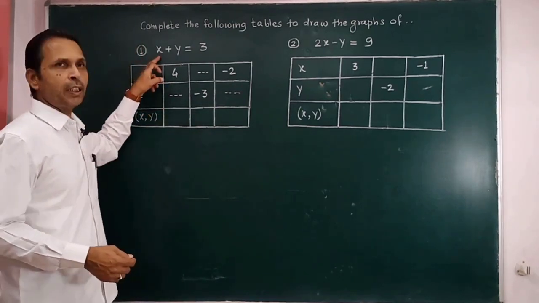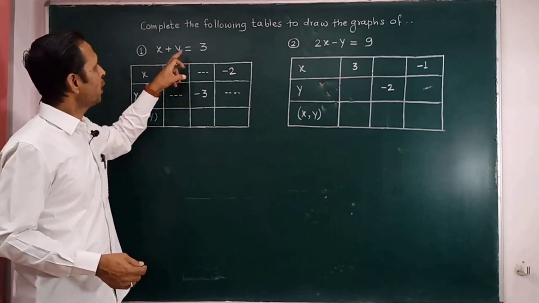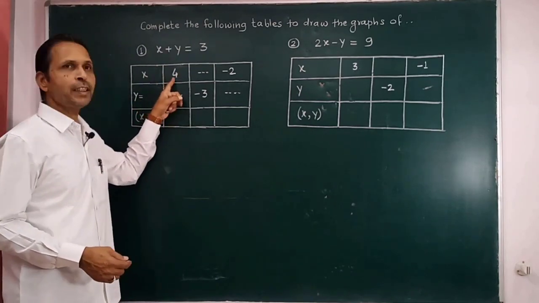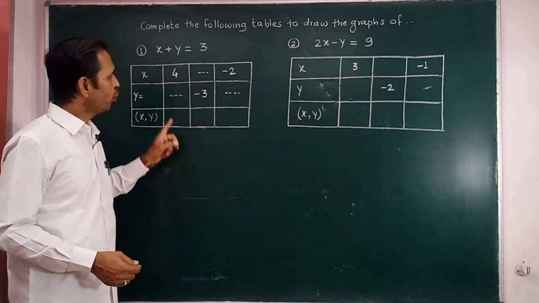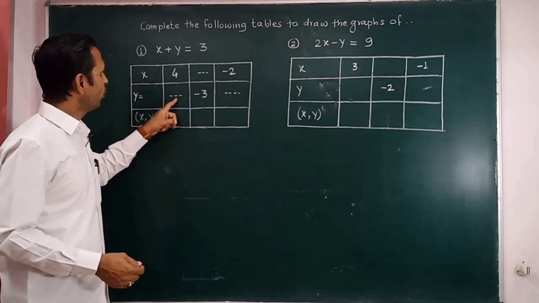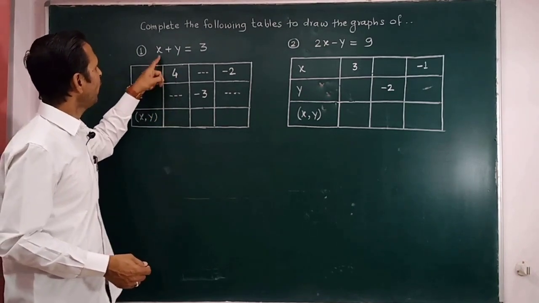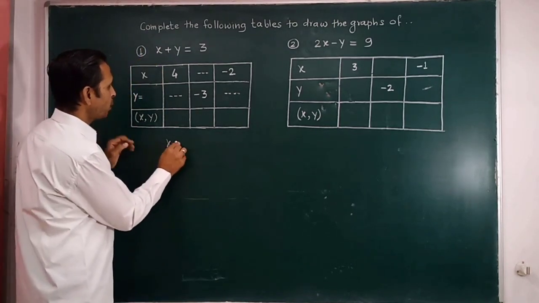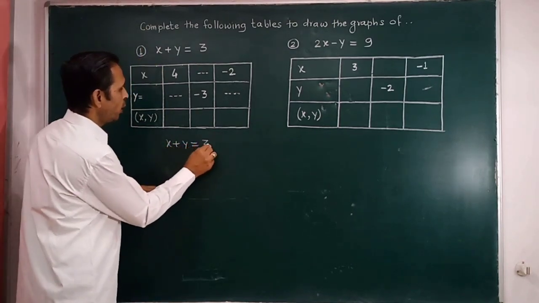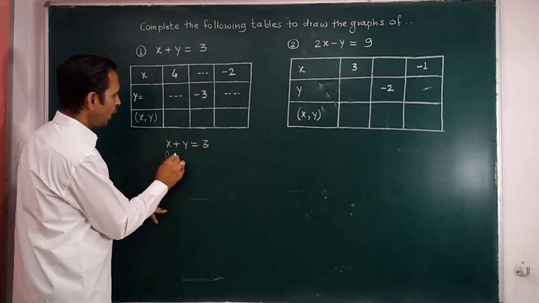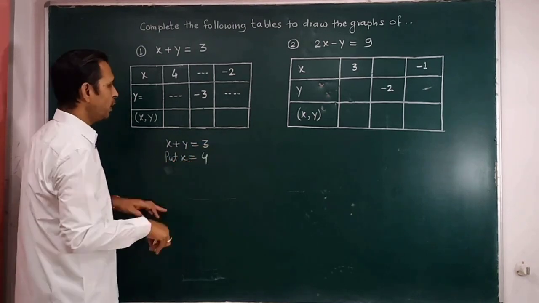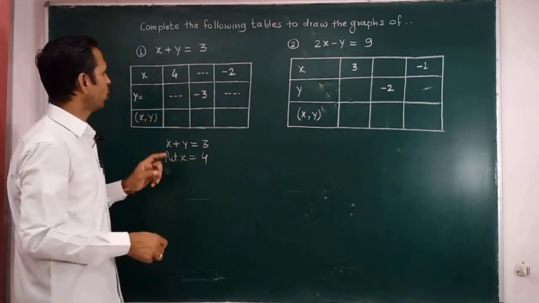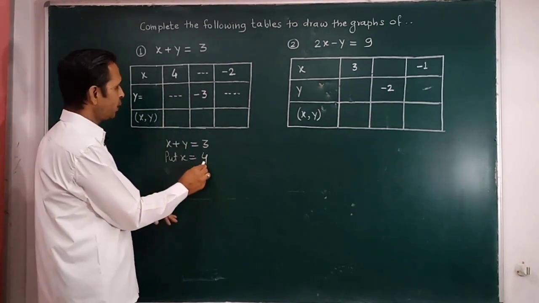Now for the first equation, x plus y is equal to 3. In this equation the value of x is given as 4. To find the value of y, we have to put the value of x in this equation. Here the equation is x plus y is equal to 3. Now put x is equal to 4 in that equation, because we are given the value of x is equal to 4.